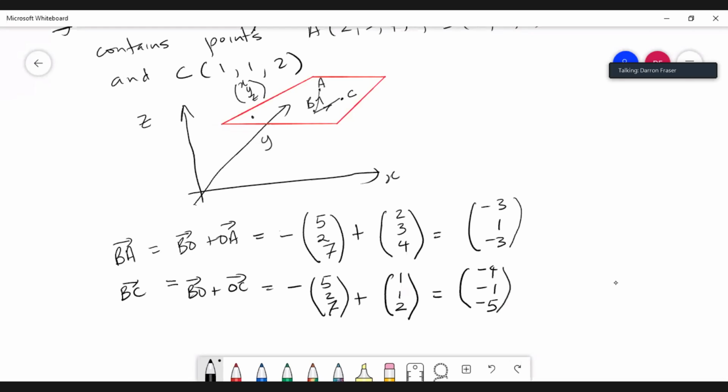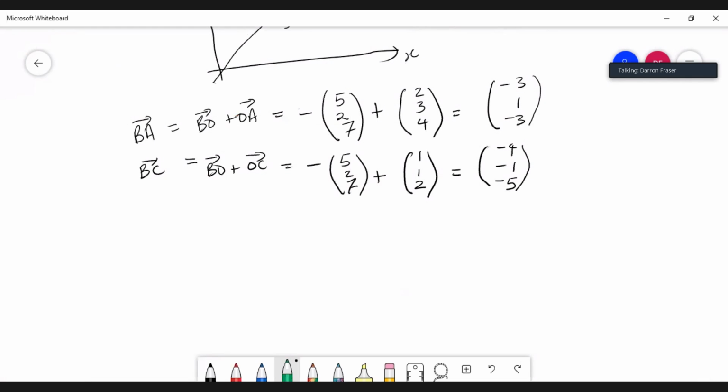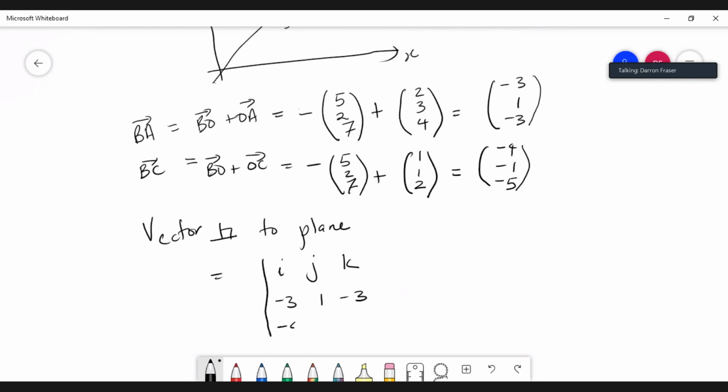And you remember that what we said we need to find is a vector perpendicular to the plane. So we have to find the cross product. So the vector perpendicular to the plane is going to be i, j, k, negative 3, 1, negative 3, negative 4, negative 1, negative 5, and we need to find that determinant.